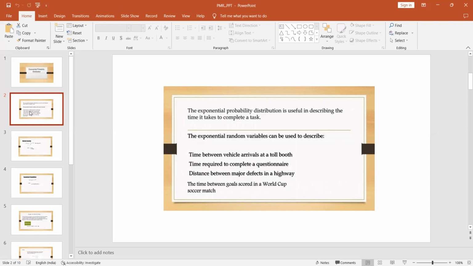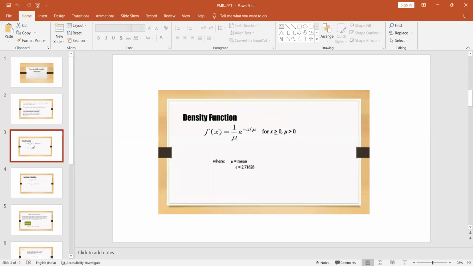This is based on time management of vehicles arriving at the booth, time required to complete questionnaires, distance between major defects in highways, and time between goals scored in World Cup soccer matches, etc. Coming to the probability density formula for this distribution: f of x is equal to 1 by mu into e to the power of minus x by mu, for x greater than or equal to 0 and mu greater than 0, where mu is the mean and e is 2.71828.